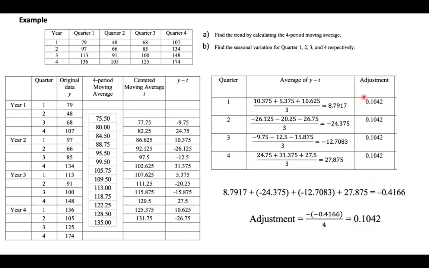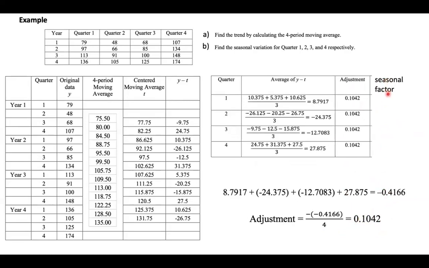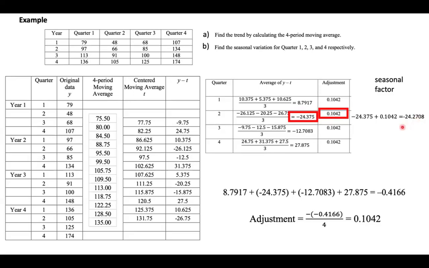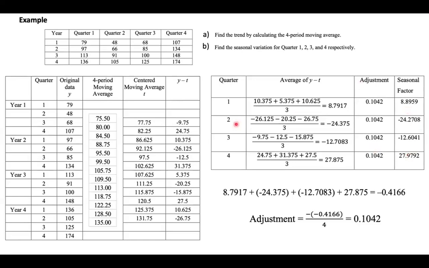Now, you put it beside the average of y minus t. I just copied the adjustment, wrote it down beside it. And then we can find a seasonal factor. Seasonal factor would be the average of y minus t plus the adjustment. So 8.7917 plus 0.1042, and that would be your seasonal factor, sorry, 8.8959 for quarter 1. Then for quarter 2, you add these 2 numbers again. So average of y minus t for quarter 2, and add the adjustment. And you get negative 24.2708. And you do that for Q3 and Q4. Then that would be your final answer.